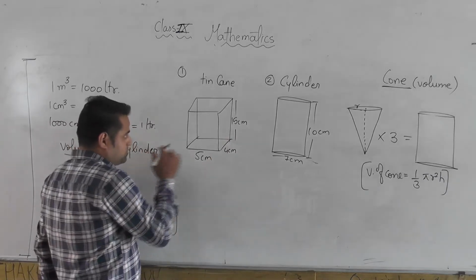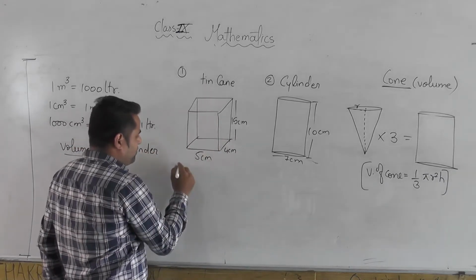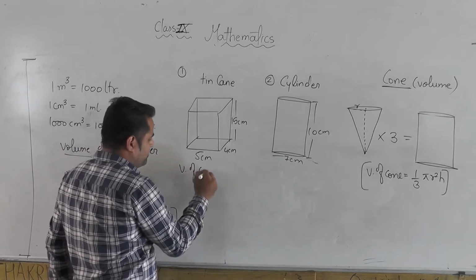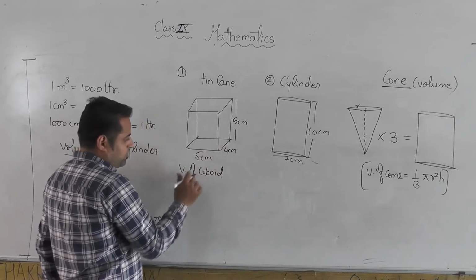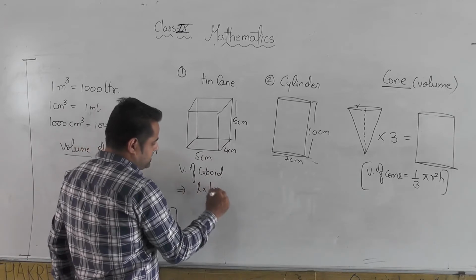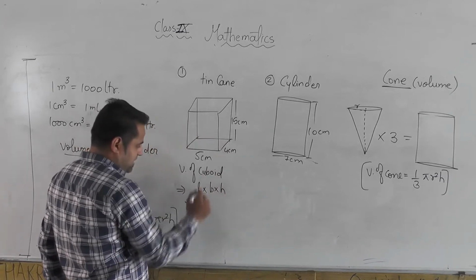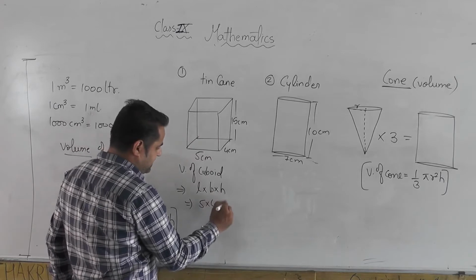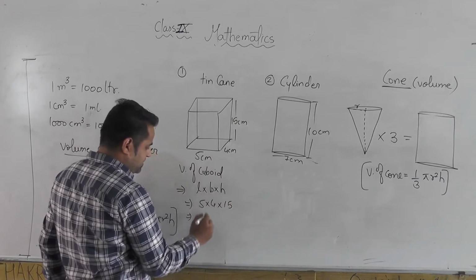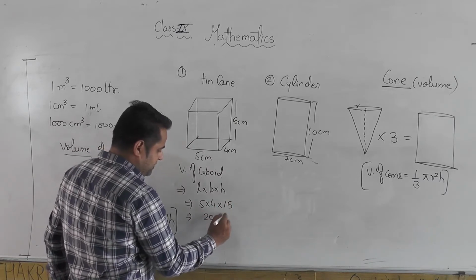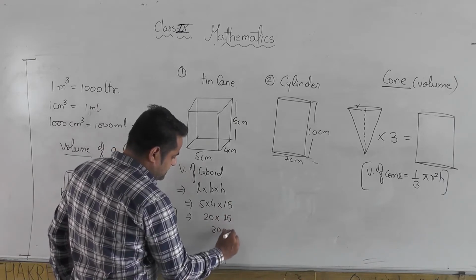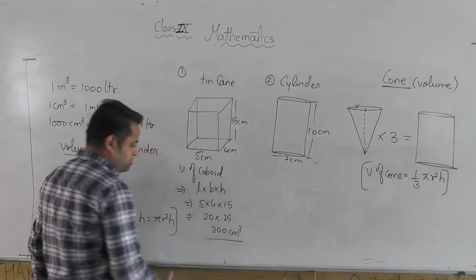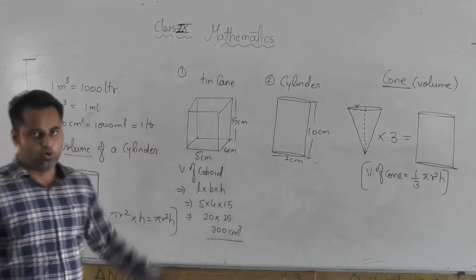Let's see. Here we can apply the volume of cuboid formula, as you can see this shape is a cuboid. So the volume of cuboid is L into B into H: length, width and height. So 5, 4 and 15. 5 4s are 20 and 20 15s are 300. So 300 centimeter cube of soft drink can be stored.